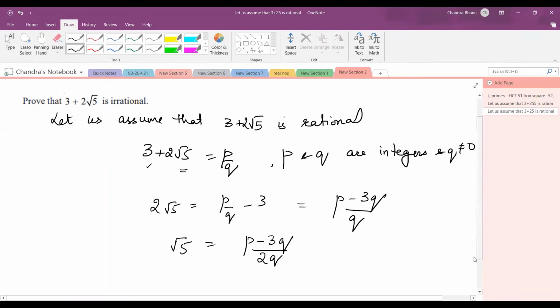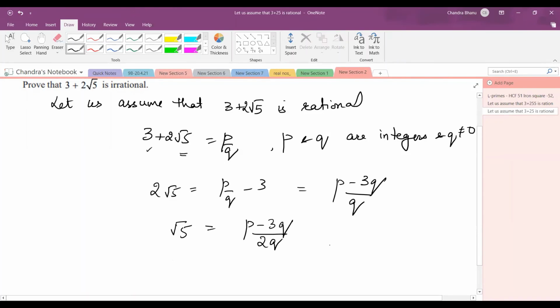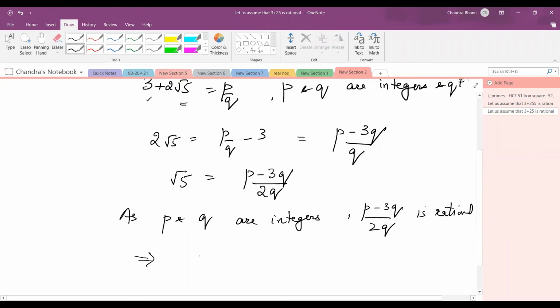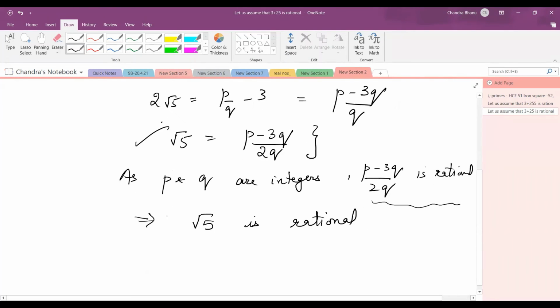Now just look at both the sides. This side is an irrational number. But what about the right hand side? As p and q are integers, what do you think this right hand side will be? It will be a rational number. p minus 3q upon 2q is rational. But this p minus 3q upon 2q is actually equal to root 5. So this implies root 5 is rational, since according to the statement p minus 3q by 2q is equal to root 5.